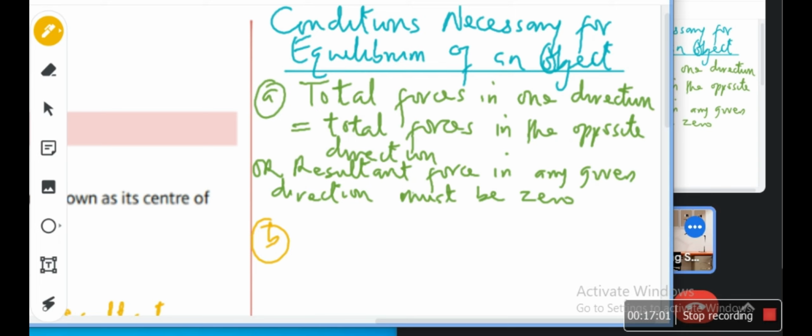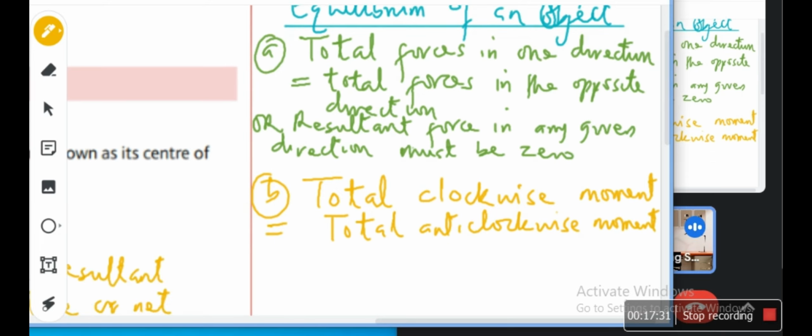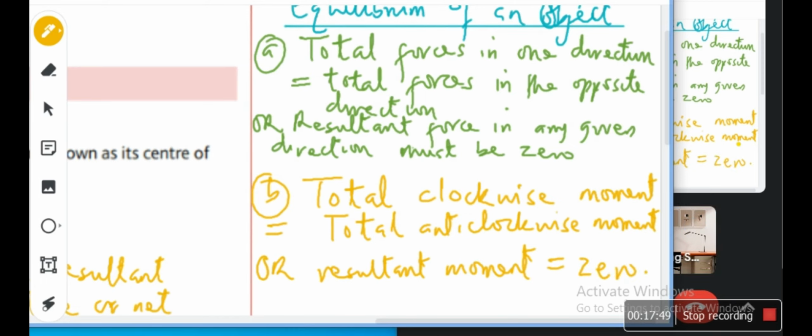Do you remember? The second condition said that total clockwise movement is equal to total anti-clockwise movement. Good. In other words, you can simply say the resultant moment is equal to 0. That's the net moment. Because if total clockwise moment is equal to the anti-clockwise moment, that means the resultant moment has to be 0.